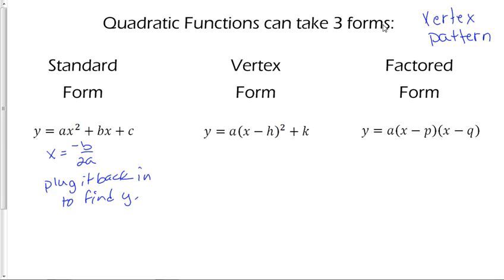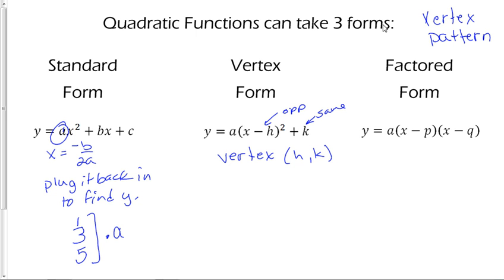Okay, the pattern is always going to be 1, 3, and 5, but we're going to take those and multiply by whatever a is. And a, in this case, is right here. In vertex form, the vertex is already given to you with h and k. And remember that h is always the opposite of what you see, but k is the same. And again, the pattern is 1, 3, 5, but we'll multiply by a, which is right here.